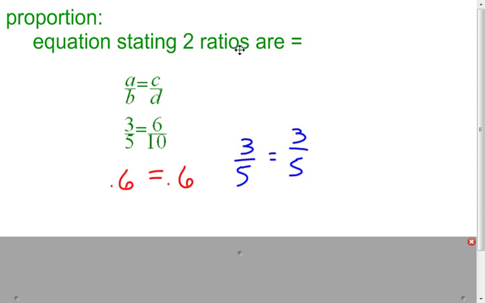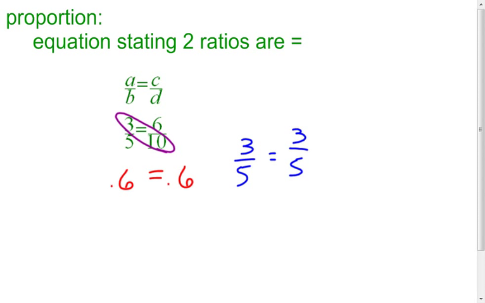Another way to look at it is by cross-multiplying. If it's really a proportion, when I cross-multiply, I'm going to end up with 30 when I go top left to bottom right. And if I cross-multiply going the other way, bottom left to top right, I get 30. It's very easy to see that 30 equals 30, telling me that those two ratios are equal.